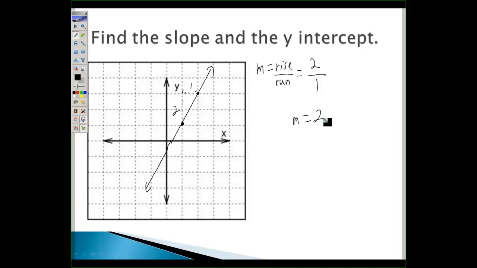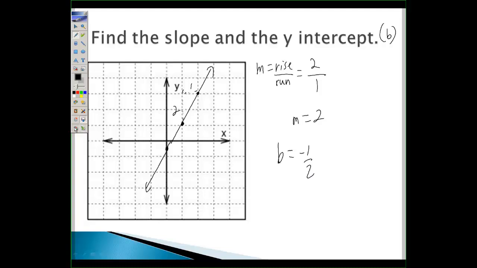My y-intercept is a little trickier. All you have to look at is where the line crosses the axis if you're given a graph. And in this case, the graph passes through the y-axis at the point 0, negative 1/2. So I could say my b value, or my y-intercept, which is always represented by b, is equal to negative 1/2. So there's one example of how to find the slope and the y-intercept when given a graph.